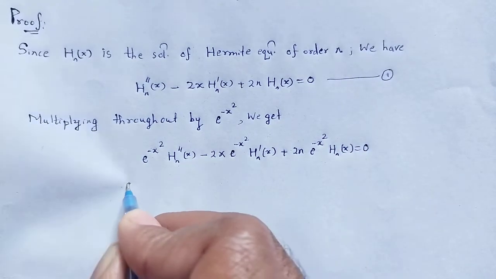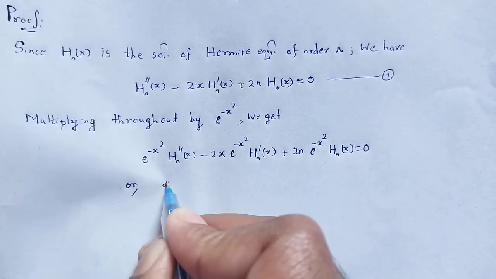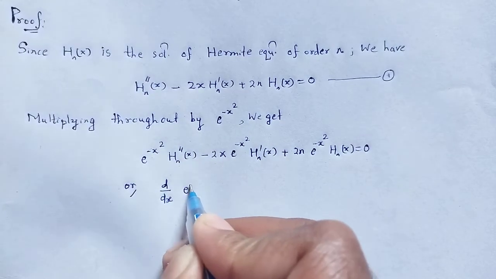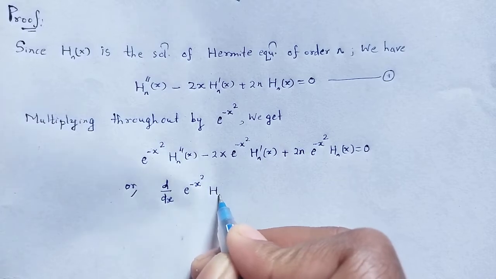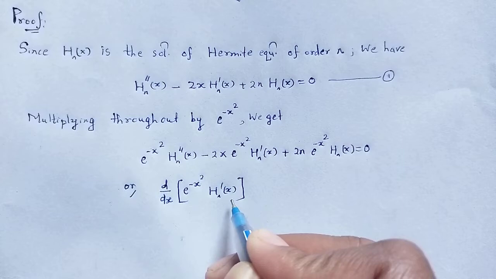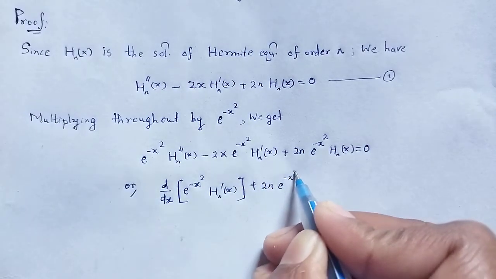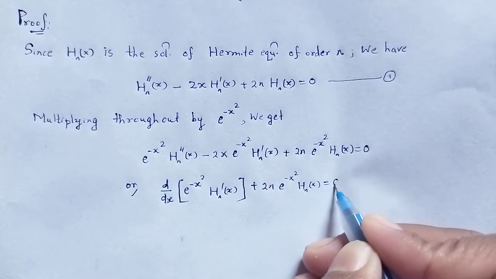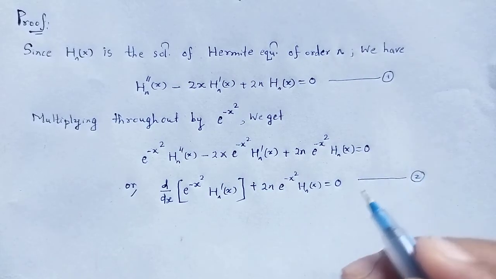That also can be written as, these two terms are the derivative d by dx of e to the power minus x square into Hn single dash of x, plus 2n e to the power minus x square Hn of x is equal to 0. This is equation number 2.